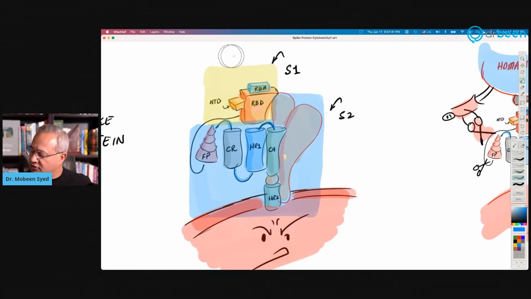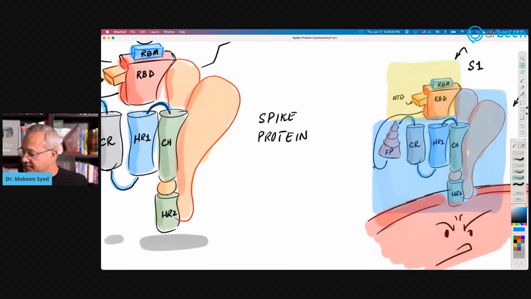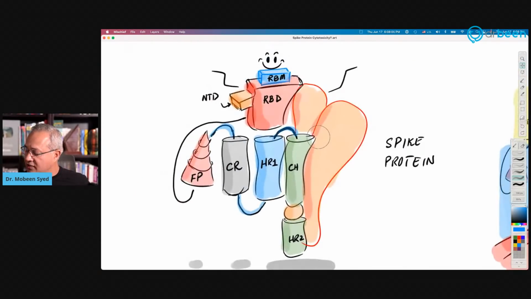So what is important for us here is to realize that there is an S1 part. Then this blue part is the S2 part. And then this red thing down here is the virus. So on the surface of the virus, we have a spike protein that has two major components, S1 and S2. We know about that forever. Now, if I go back here for a second, the S1 component has an N-terminal end.